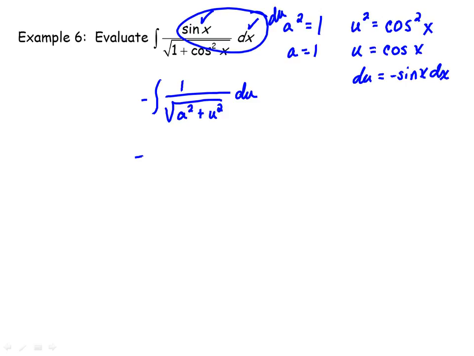All right, so what is the antiderivative of that mess? Hyperbolic sine inverse of u, which we said was what? Cosine x. Over a, which we said was 1, so that doesn't really matter. Plus c. So did you see how that worked? Kind of, sort of.